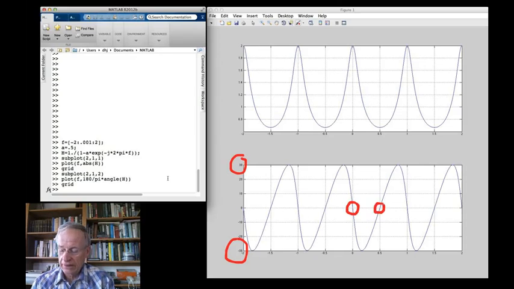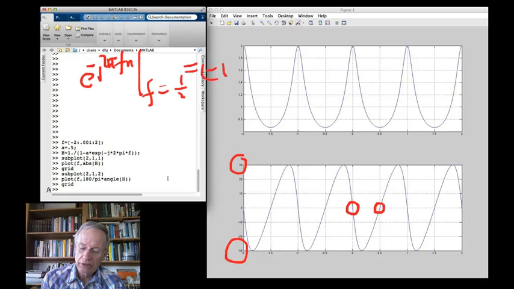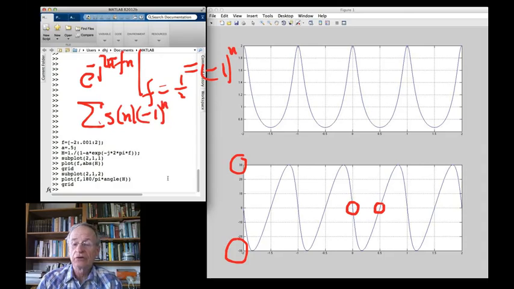Now, at a half may seem a little odd until you realize what the complex exponential is. So if you look at e to the minus j 2 pi f n, evaluated at f equals a half, and we've already done that, that's minus 1 to the n. So when you calculate your spectrum, your DTFT, at that frequency, it only contains real numbers.